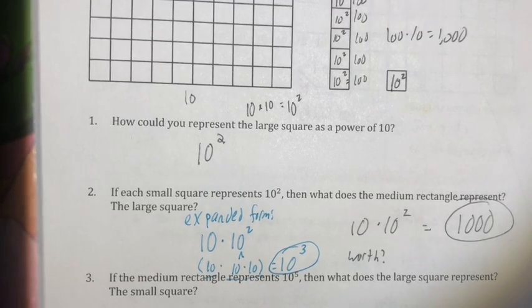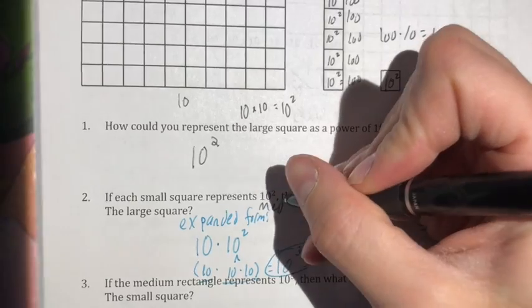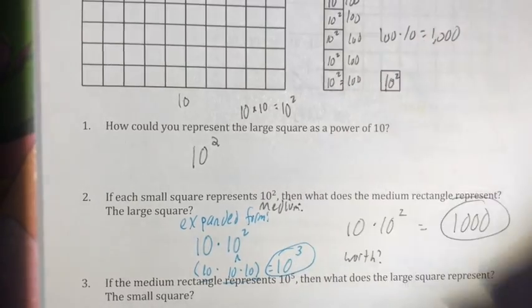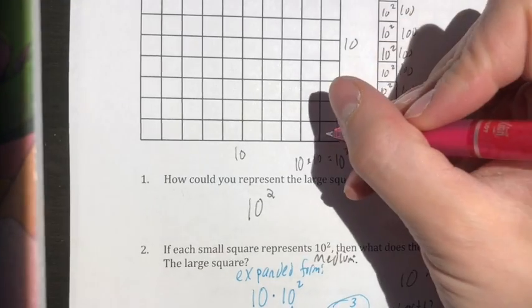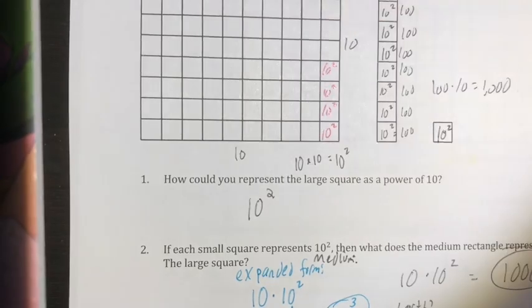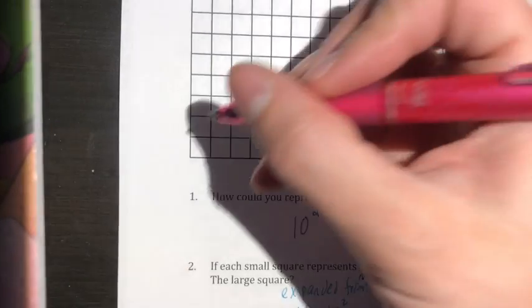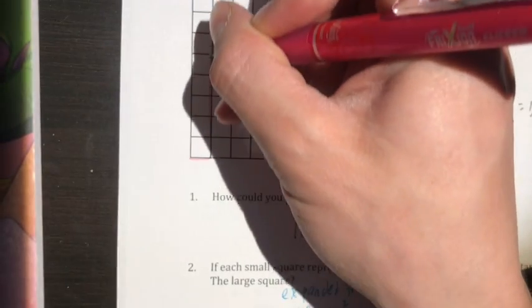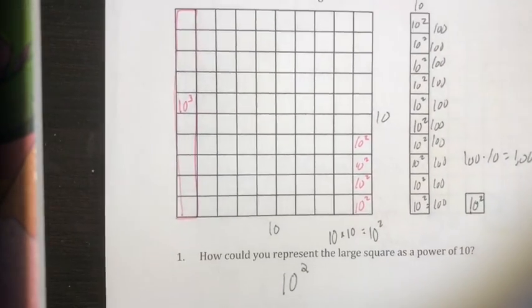Same with a large square. If a medium square is 10 cubed, what do we think the large square is going to be worth? If each of these boxes is 10 squared, how much is the whole thing going to be worth? Or if you think about if each of these columns is worth 10 cubed, how much will the whole thing be worth?